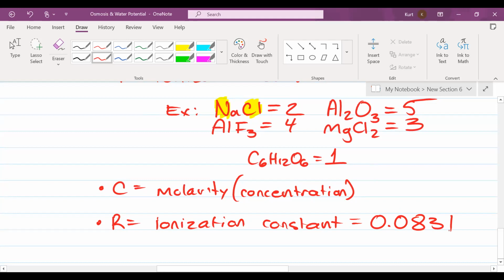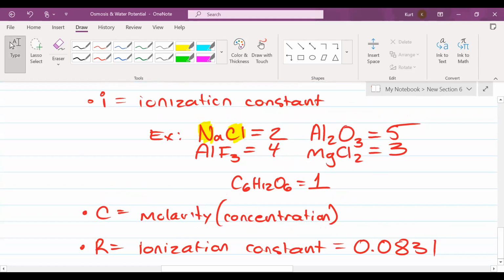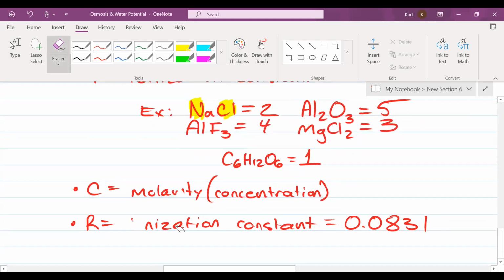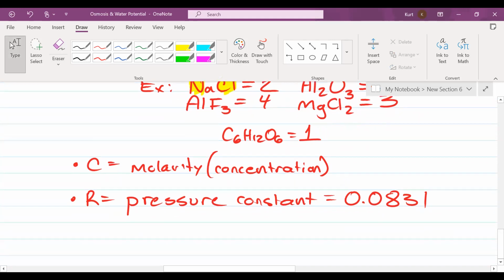Yes, Zoe. So I is ionization constant. R is the pressure. I apologize. It's the pressure constant. Thanks for catching me on that. Excuse me, guys. Cross out ionization. It's pressure. I have a bad case of the Mondays today.